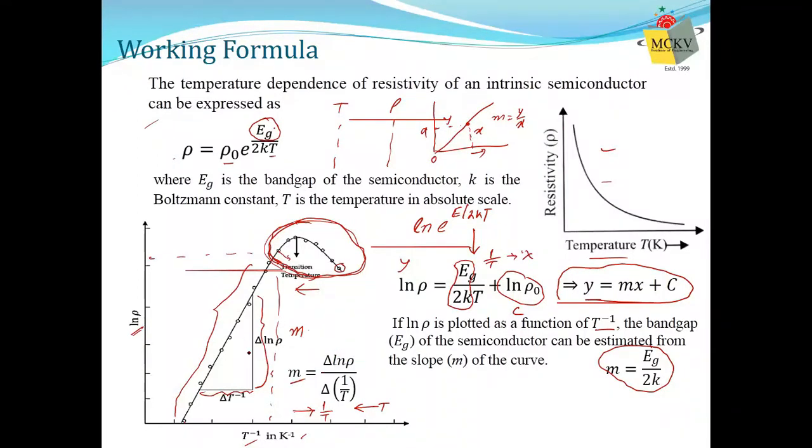So if we can draw the log rho versus temperature inverse curve, then within the straight line portion we can find out the slope.